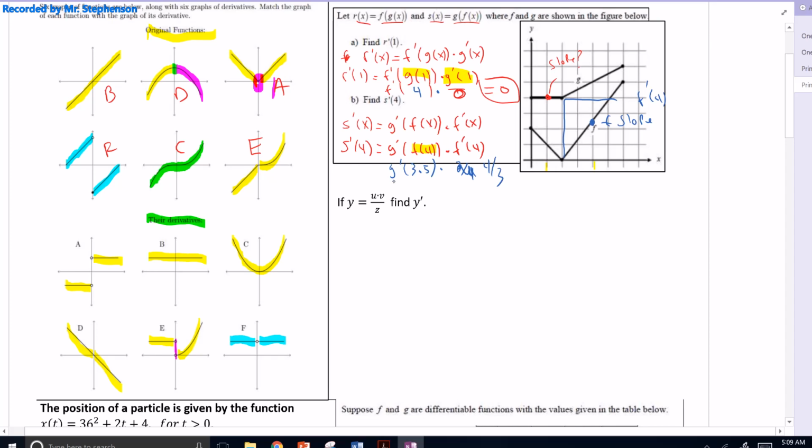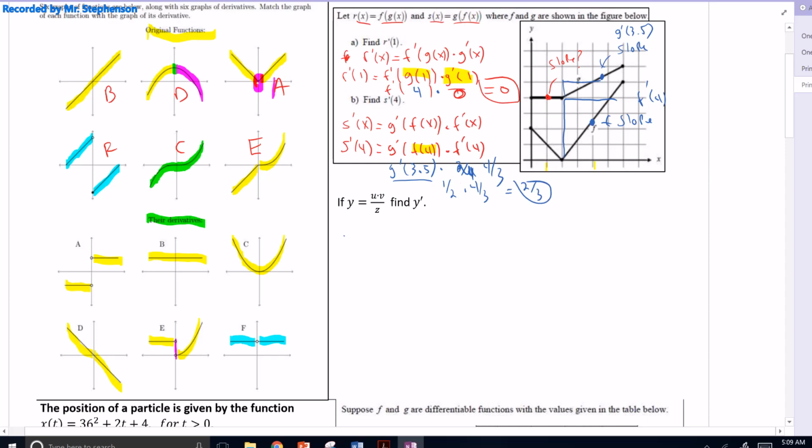And now I need to find g prime of 3.5. So 3.5 is 1, 2, 3.5. G prime of 3.5 says, what's the slope here? Well, the slope of this line is up 1 over 2, 1/2. So I have 1/2 times 4/3, which is going to give me 2/3. So the answer to that one is 2/3.